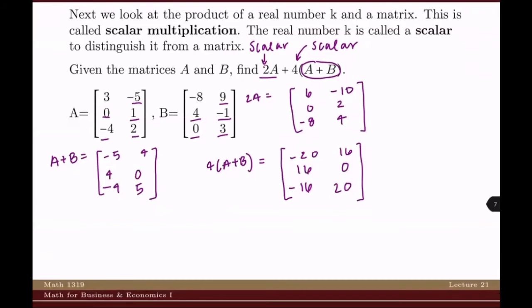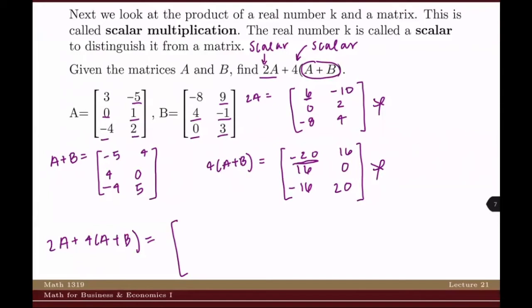Lastly, we want 2a plus 4a plus b. So that means we're adding this matrix plus this matrix here. So the first thing that I will do is row 1, column 1.